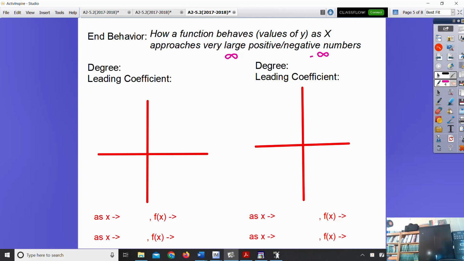All right, starting off, we're going to do a degree. We're going to have an x to an even exponent. Make sure you write the word even up there in the exponent space.